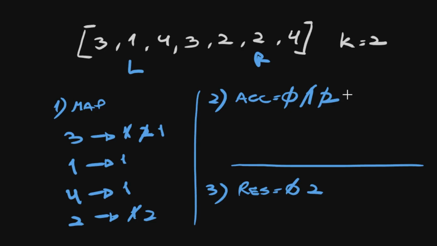So this would be a 1 also. Now 1 is smaller than k, so we continue updating the right pointer and we check how many 4's do we have in our map. We have 1, so we add 1 here to the accumulated values, and we add a 4 to the map. Now we have seen the 4 2 times, and now accumulated values are equal to k.